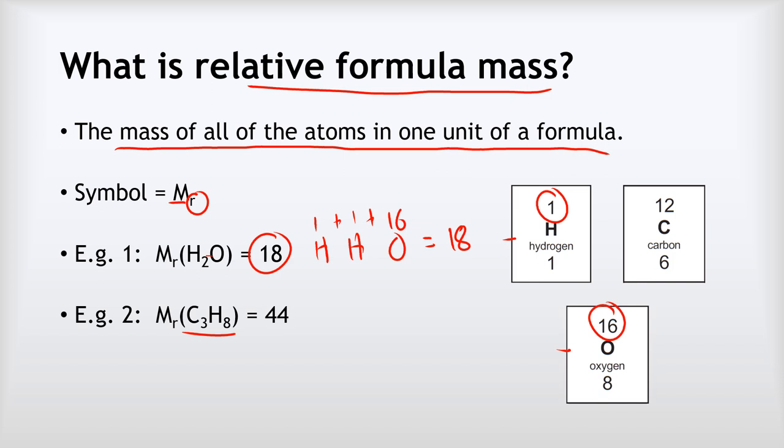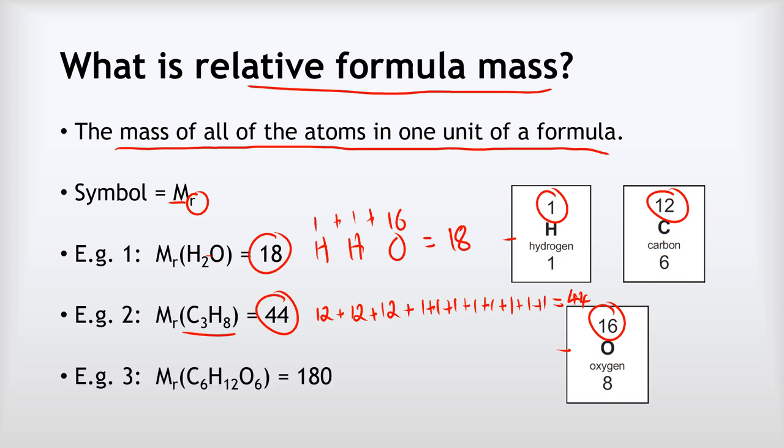Example two, this is propane, C3H8. Its Mr is 44. And again, this time we've got carbon, which has an atomic mass of 12. So if we had three carbons, we'd do 12, add another 12, add another 12, because that's our three different carbons. And then we'd add on a load of ones for hydrogen. One, add one, add one, add one, add one, add one, add one, add one. That's eight hydrogens added on. That will come to 44. So again, all we're doing is just adding the masses of all of the atoms in one unit of a formula to give us this Mr value.